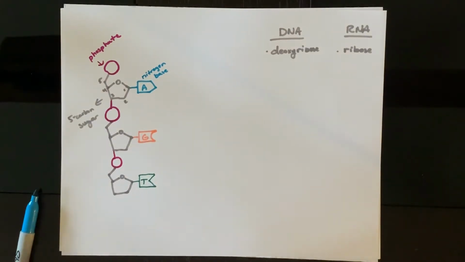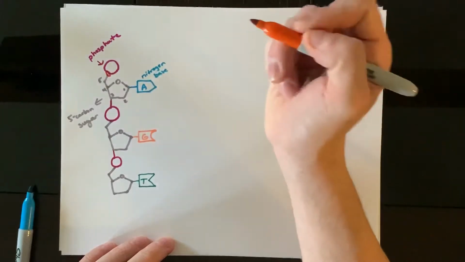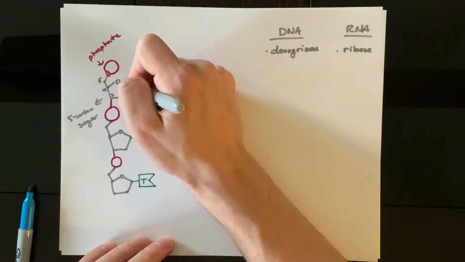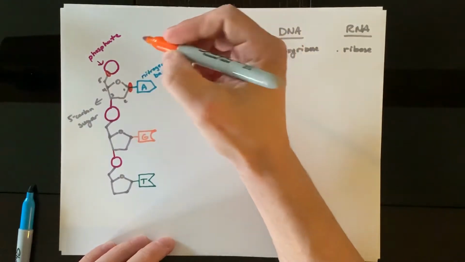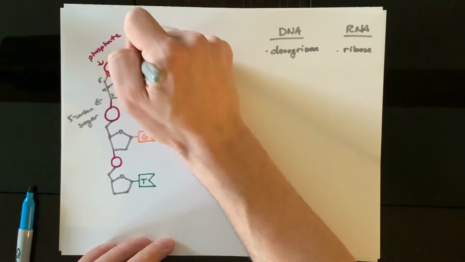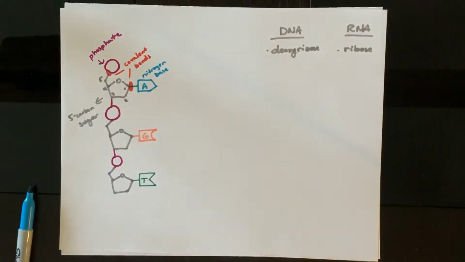All right, now the one thing I didn't go over yet is the bonds between all of our characters in here. We're going to have a bond connecting our 5-carbon sugar to our phosphate, and connecting our 5-carbon sugar to our nitrogen base. Both of these are going to be covalent bonds, all right? And that's all we're going to worry about with bonds right now.